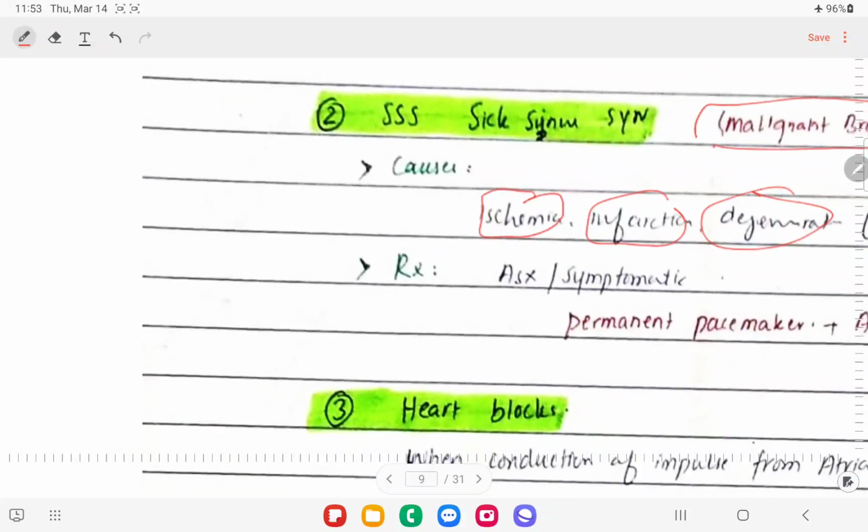So let's talk about causes in which there is no P wave. One is sick sinus syndrome.